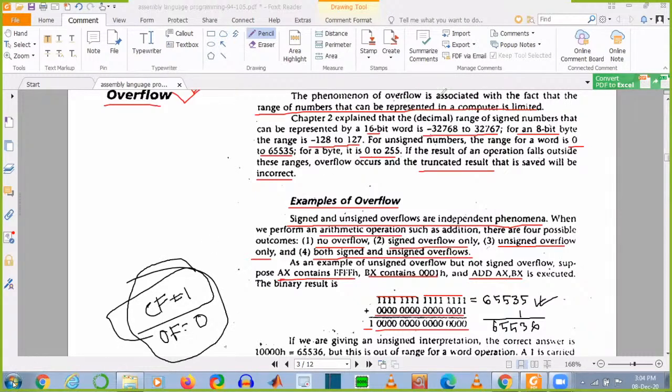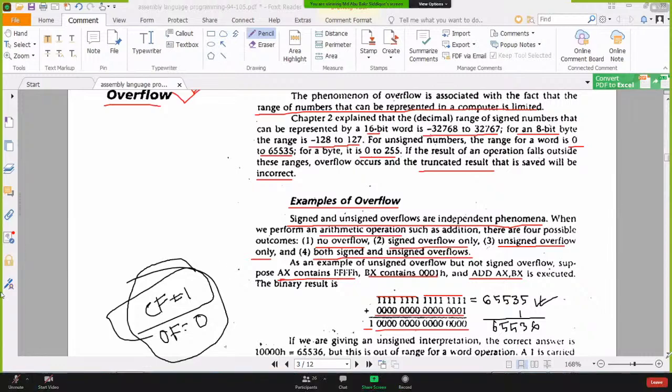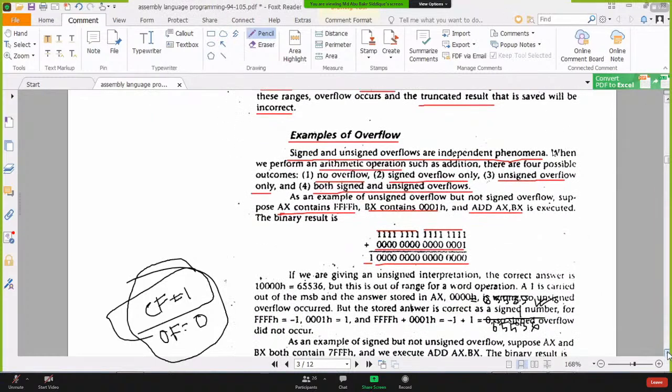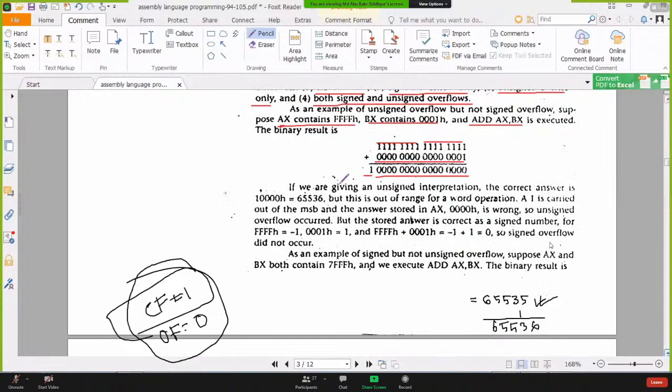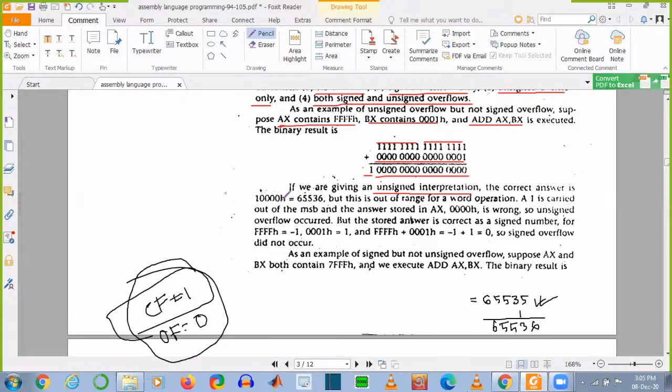Okay, let's see how they are discussing this in the book. If we are giving an unsigned interpretation, the correct answer is this one. We already said that, 65536. You can see here we have written that. If you give the unsigned interpretation, the result is 10000 hex, that is 65536. But this is out of the range for a word operation.